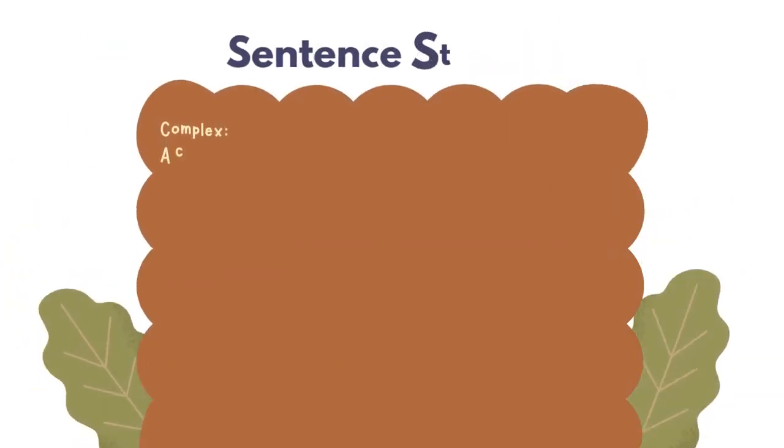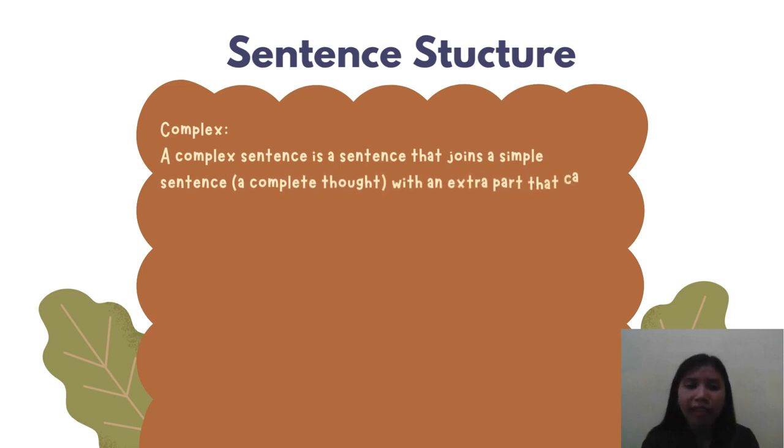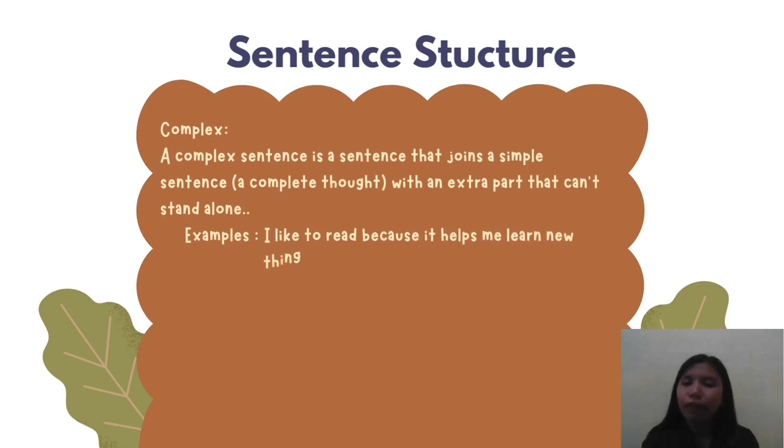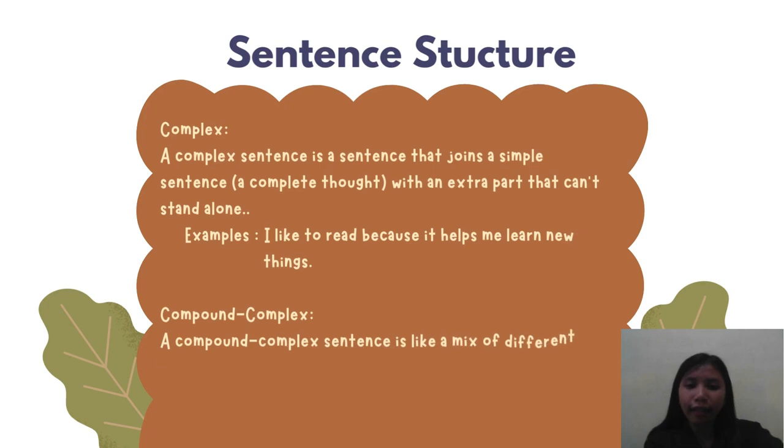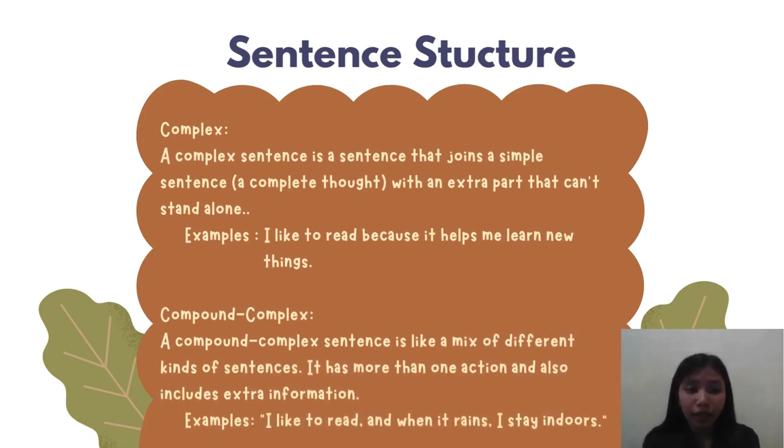The next, there is the complex sentence. A complex sentence is a sentence that joins a simple sentence or a complete thought with an extra part that cannot stand alone. For example, I like to read because it helps me to learn new things. The last one, the compound complex sentence. A compound complex sentence is like a mix of different kinds of sentences. It has more than one action and also includes more information. For example, I like to read, and when it rains, I stay indoors.